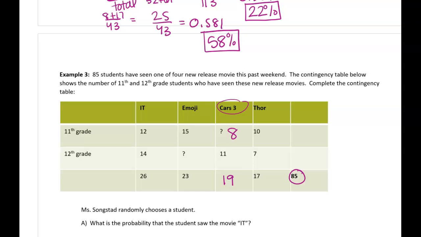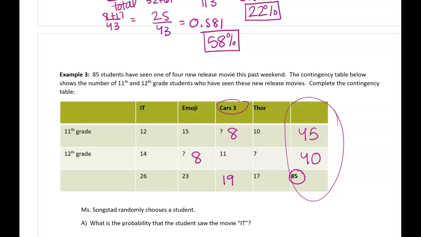Let's see, if we add across here 12 plus 15 plus 8 plus 10, we get 45. We know this total in this last column has to be 85, so this is 40. And if we take 40 minus 7, minus 11, and minus 14, we get 8. Okay, and you can always check and just make sure all the rows and columns add up to what they're supposed to be.